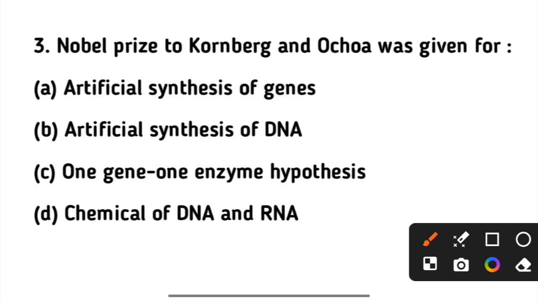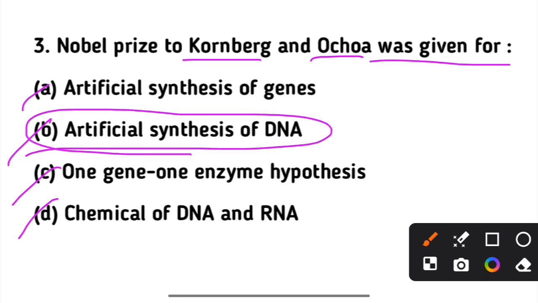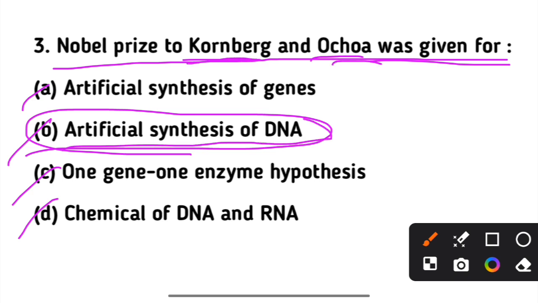Next question. Nobel Prize to Kornberg and Ochoa was given for artificial synthesis of genes, artificial synthesis of DNA, one gene one enzyme hypothesis, chemical of DNA and RNA. Option B is correct. Artificial synthesis of DNA. Kornberg and Ochoa को नोबेल प्राइज मिला था आर्टिफिशियल सिंथेसिस ऑफ डीएनए की वजह से.